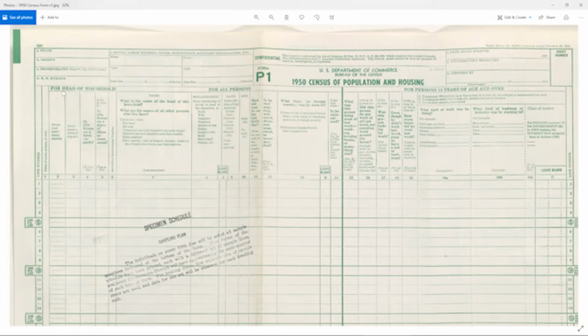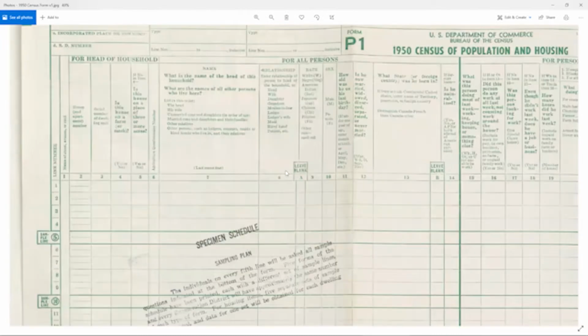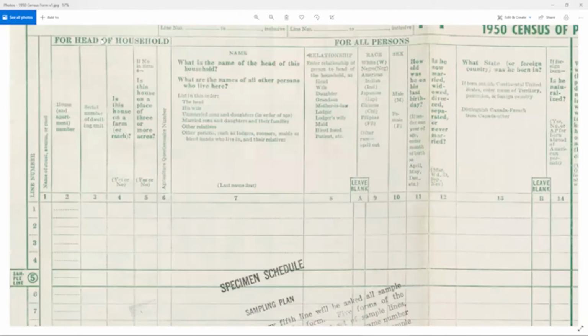And you'll notice up here, there's this top level row that has for head of household, for all persons, and for persons 14 years of age and over. So these questions are for this header, these questions are for this one, and these are for this. So just be aware of that. And we're going to zoom in a little bit more, and we're going to just focus on these two pieces right here, the head of household questions and the all persons questions, because they're basically the same types of questions we've seen in previous censuses.